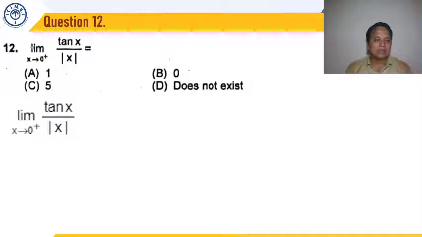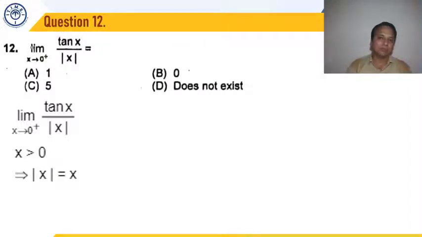Now, limit of tan x upon mod x when x tends to 0 plus, from the right hand side. Since x is greater than 0, can we safely say mod x value is always x, because we are putting a positive value inside the mod. So mod will give the value as it is. Mod x when x is greater than 0 is x. So our expression of the limit simplifies to an extent.